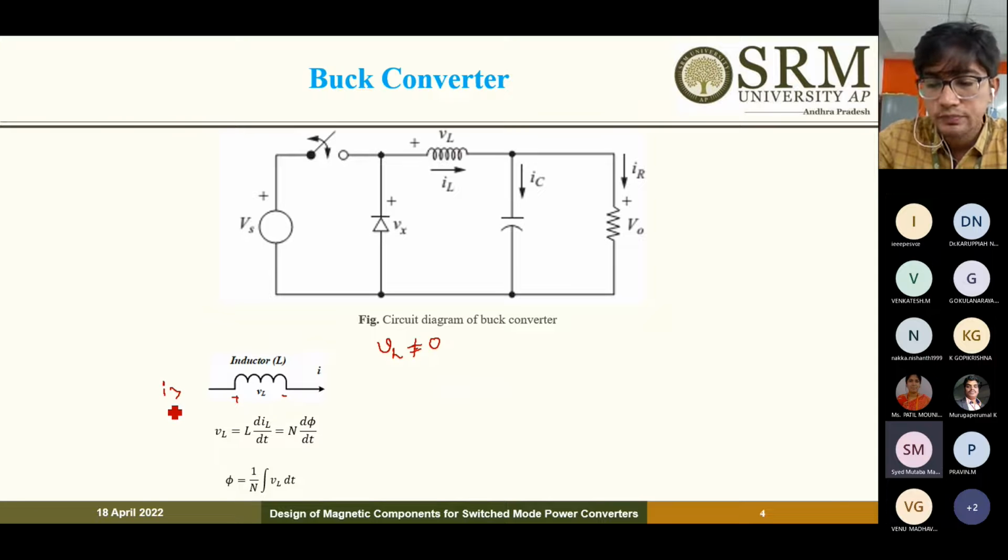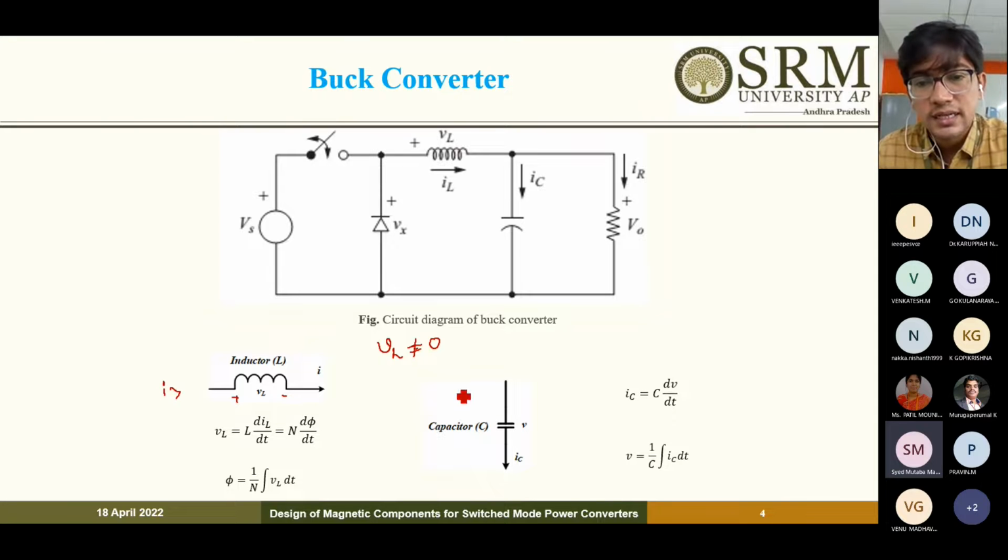The second one is, let us take a capacitor. The voltage across the capacitor is V. The current flowing through the capacitor is IC. Here the average current flowing through the capacitor should be equal to 0. If the average current flowing through the capacitor is not equal to 0, what is going to happen? We need to understand that here.